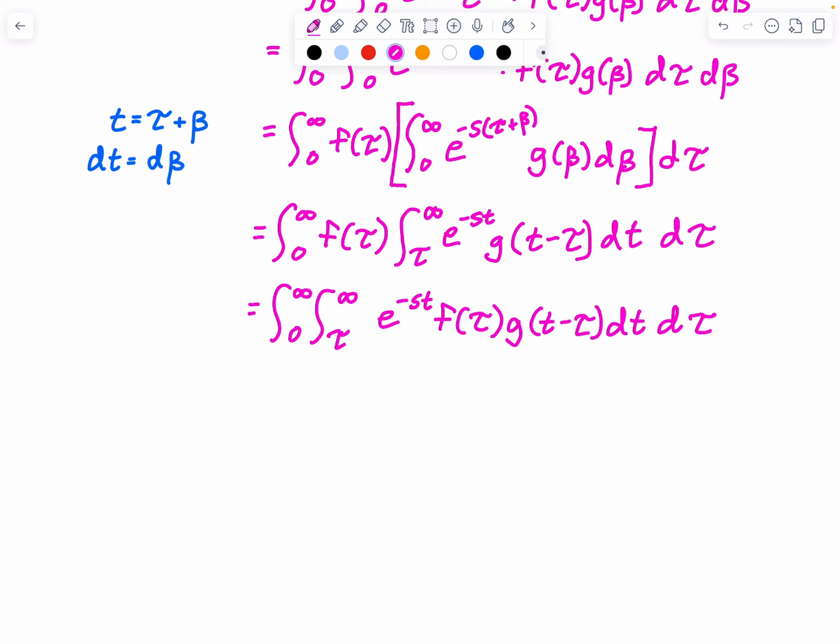All right, we're actually almost there. You can see that the e to the negative st, I can actually flip my bounds. So that's going to be the first thing that we're going to do to make our life a little easier. And to see this flip, we're going to have to take a look at a picture.